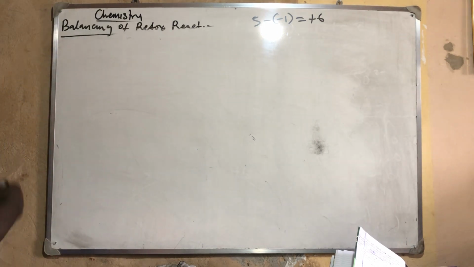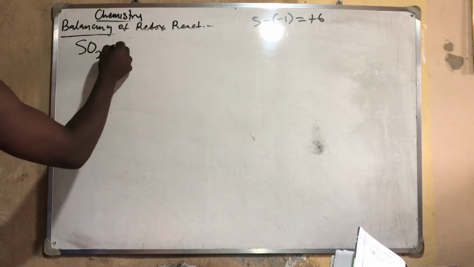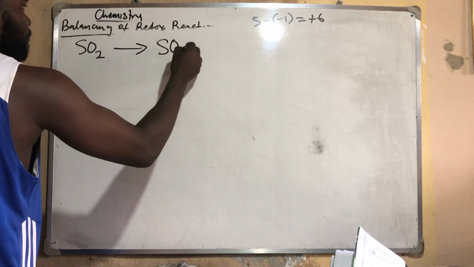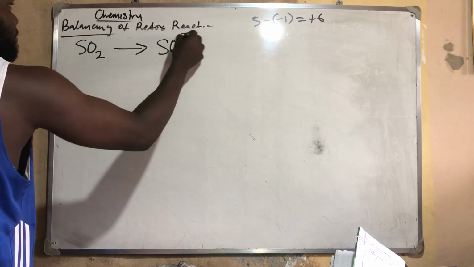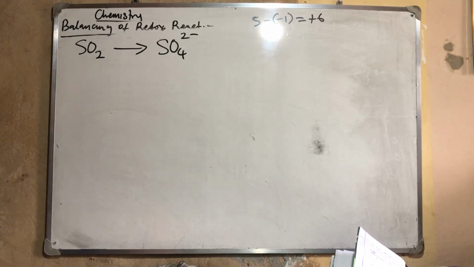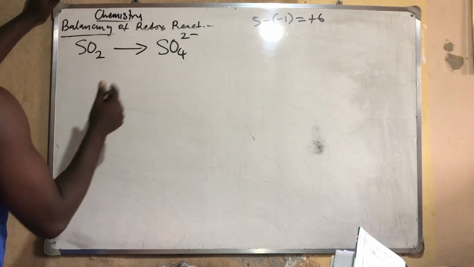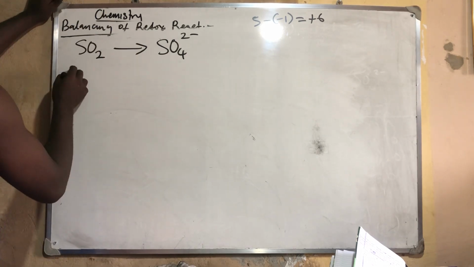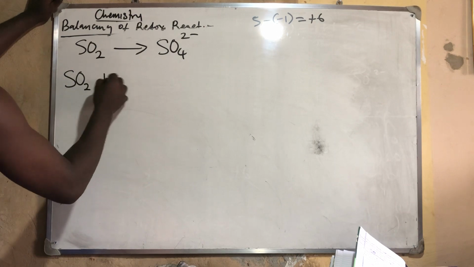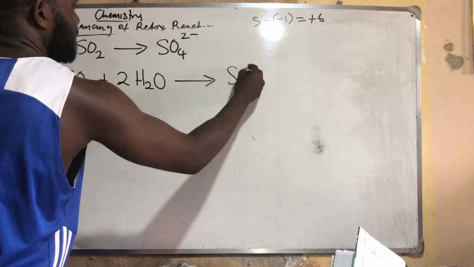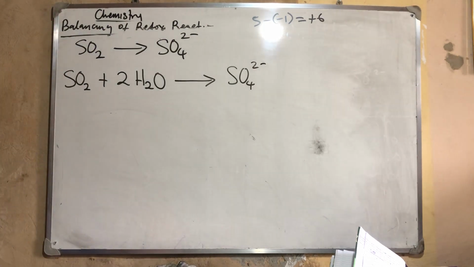So the next one is, they said SO2 to give SO4 2 minus. Okay. So what do we do? We add water to the side with what? With smaller oxygen. So this is bigger than this by 2. So we're adding water, 2 molecules of water here. So I have SO2 plus what? 2 molecules of water, to give us what? SO4 2 minus.